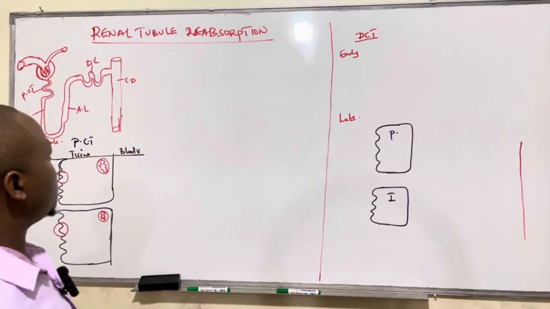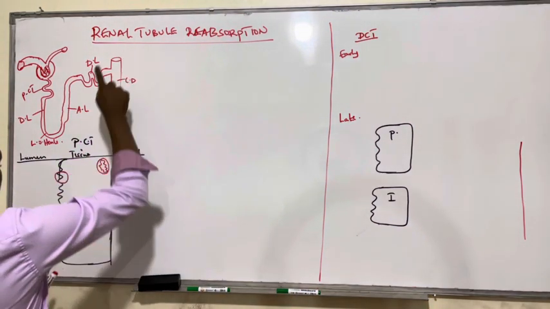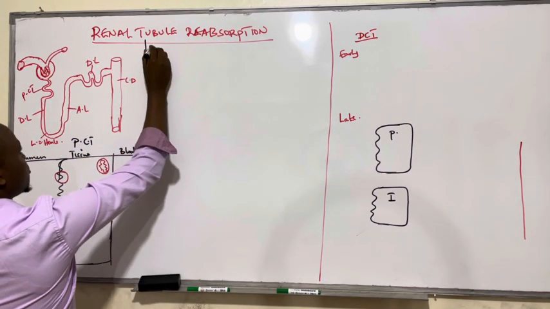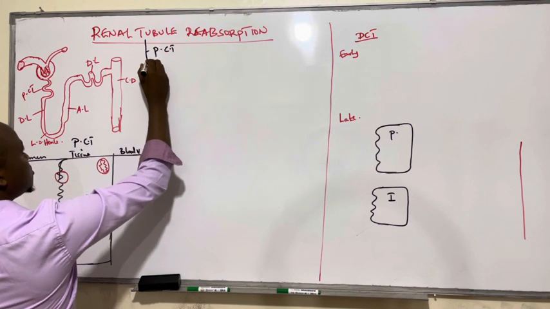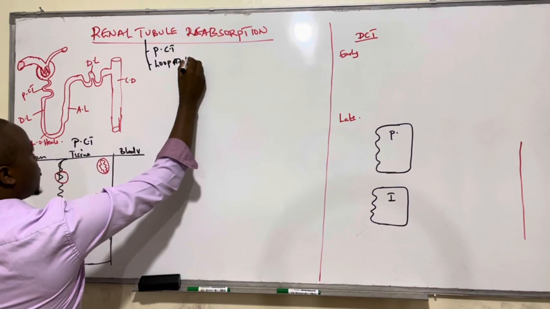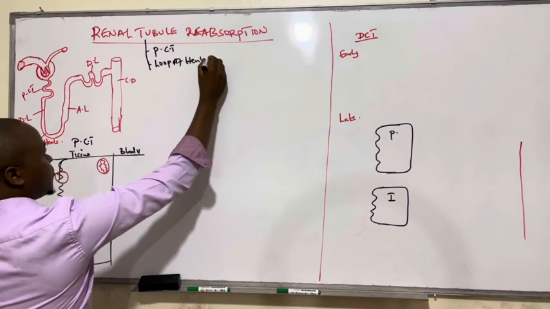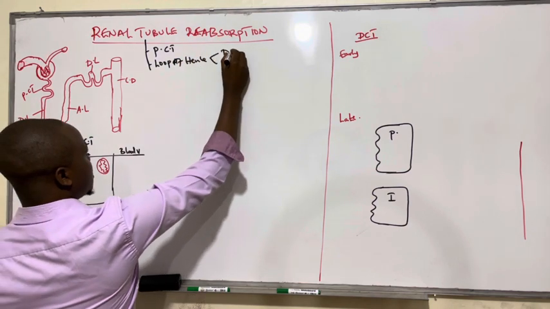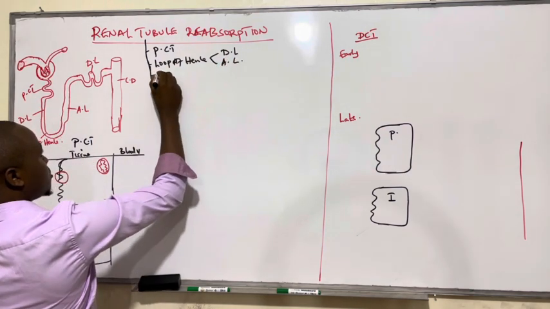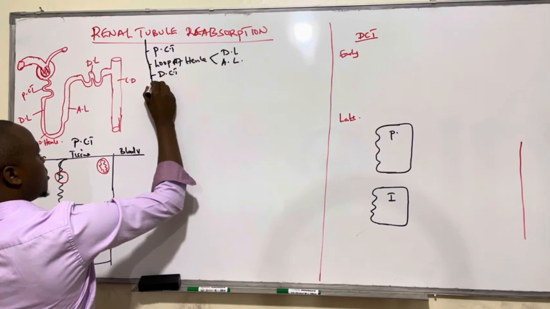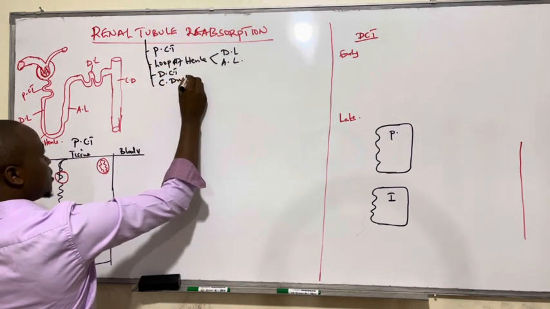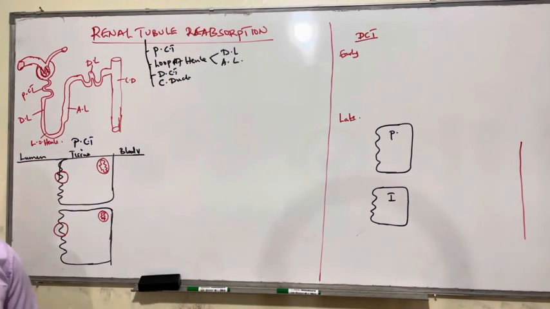So in renal tubules, we shall see they are composed of the proximal convoluted tubule, then the loop of Henle, which is divided into the descending limb and ascending limb. Then we also have the distal convoluted tubule. Then lastly, the distal tubule leads into the collecting duct. So these are the parts of the renal tubule.